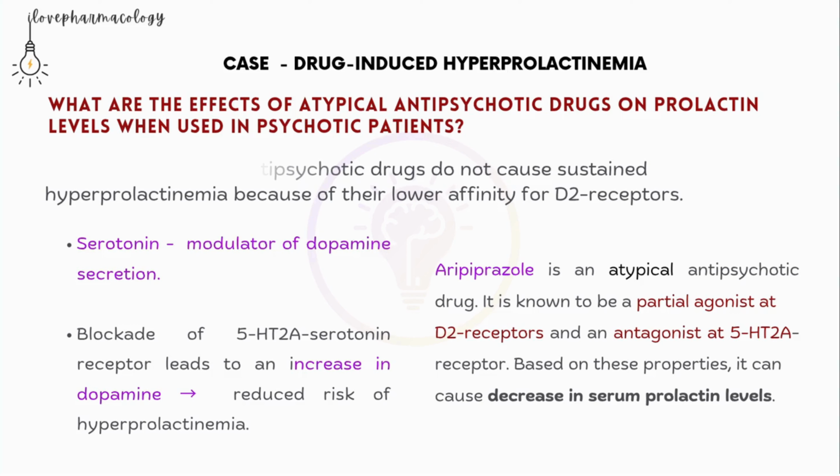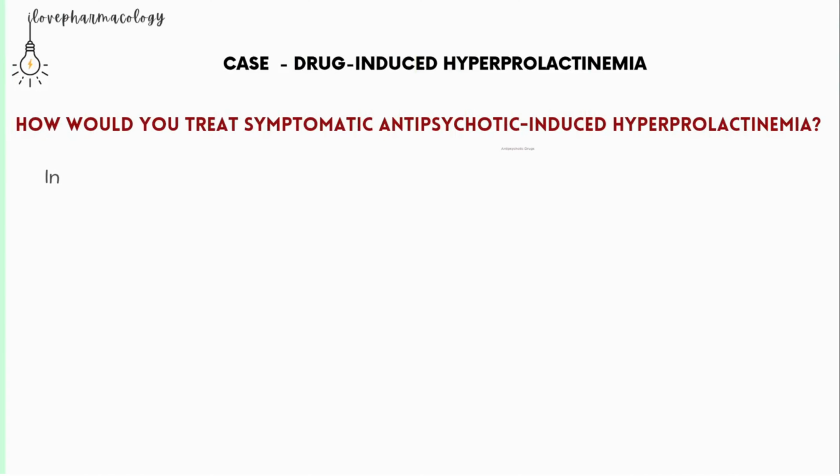So typical antipsychotics will block D2 receptor and they increase prolactin levels, whereas atypical antipsychotics will block the serotonin receptors and they decrease the prolactin levels. And one more thing which you need to remember is the typical antipsychotics have got higher affinity towards the D2 receptors, whereas atypical antipsychotics have got lesser affinity towards the D2 receptors.